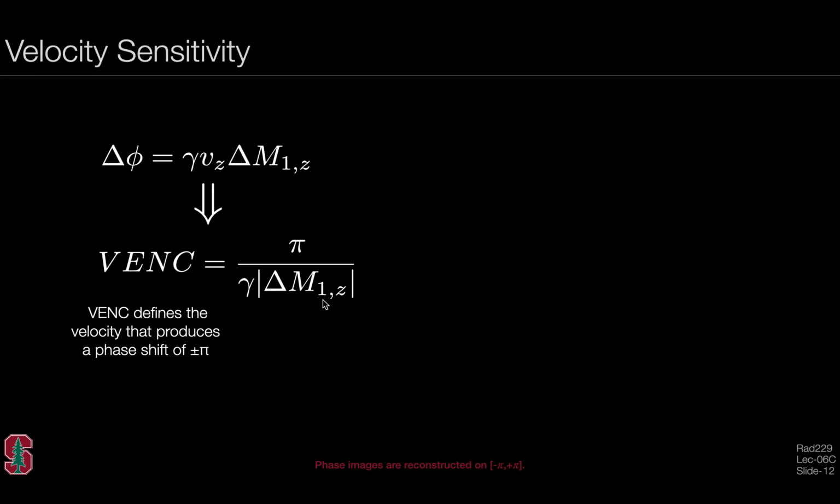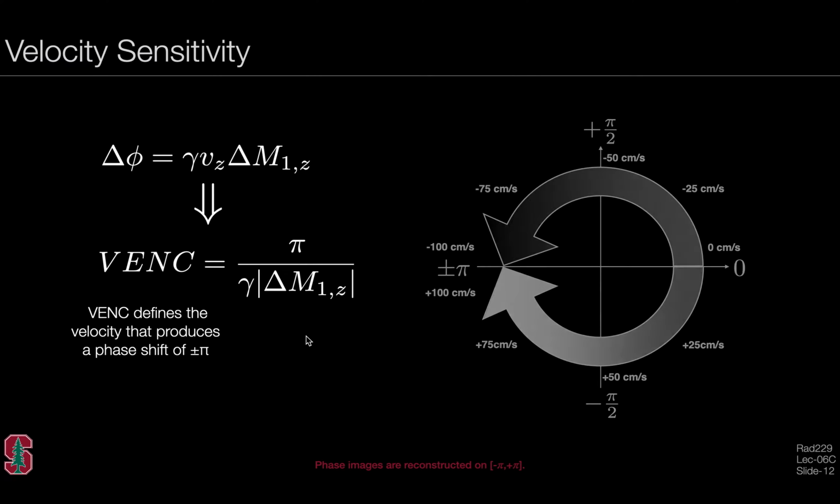And so when we actually sit and work on an MRI scanner, what we choose is the VENC, and behind the scenes, the scanner will design an appropriate M1 to give you the velocity sensitivity or the velocity encoding strength that you think is appropriate for your experiment.